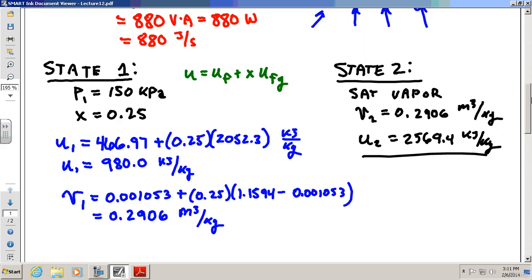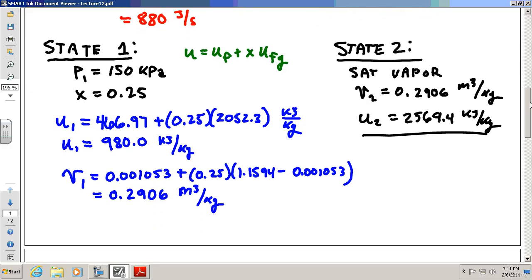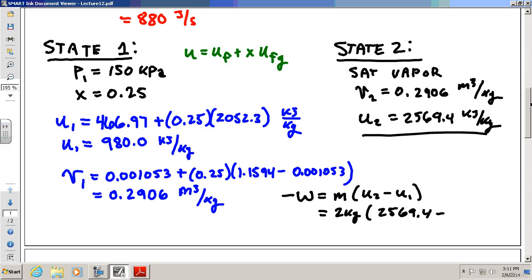Okay. So there's my U's. I got both my U's. I got my U1. I got my U2. So take a look at this. I can just solve this thing here. Remember, my minus W is equal to M times (U2 minus U1). So M is 2 kilograms. U2 is 2569.4 minus 980.0. So minus W equals what?